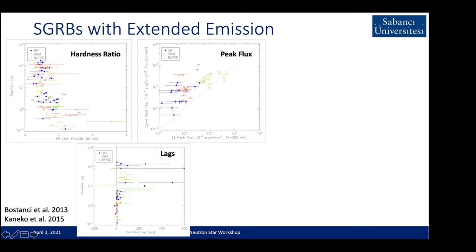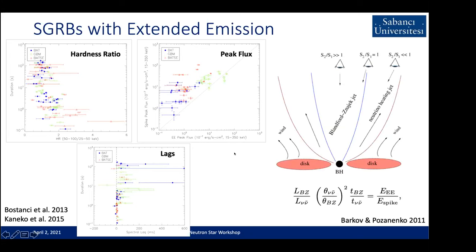And then also when we look at the spectral lags, so this is spectral lag. This means the higher energy component comes a little bit before the lower energy component. And we can see that for the extended emission, the lags are a little bit more. And lags are usually observed for long GRBs. So this is a little bit more like long GRB properties, characteristics.